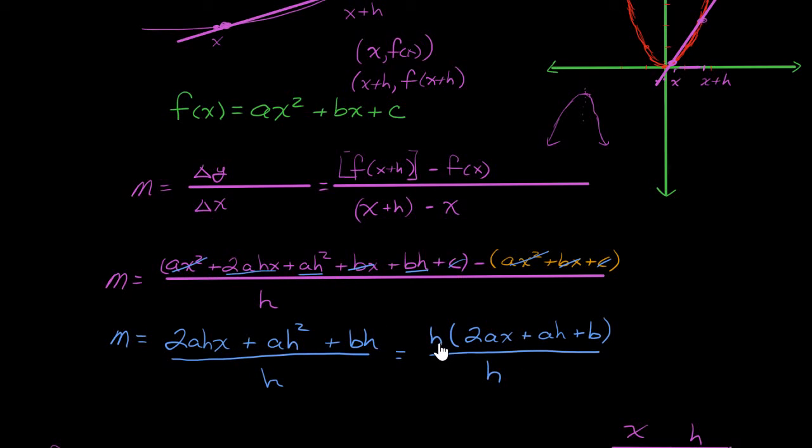So all I did here is I used the distributive property to factor out an h. If I use the distributive property to multiply, I'll get 2ahx, distribute the h in. H times ah is ah squared, and b times h is bh. So how does this help us? Well, h divided by h is 1.